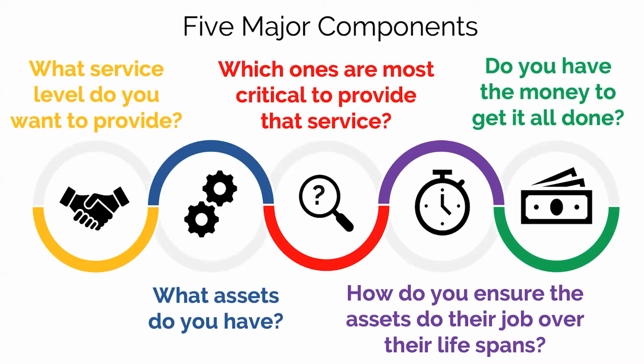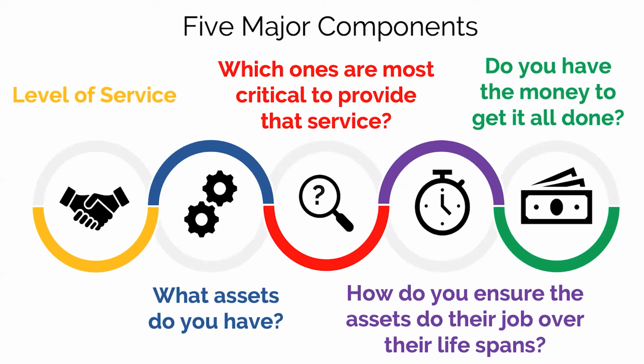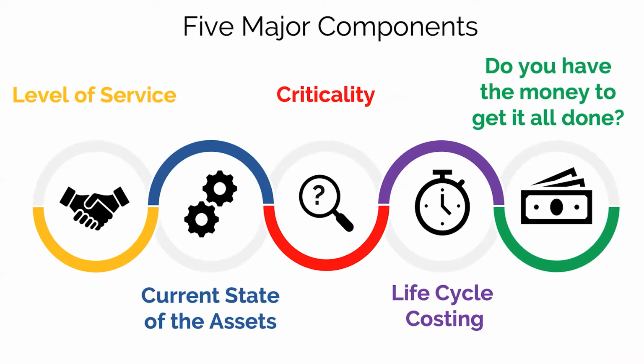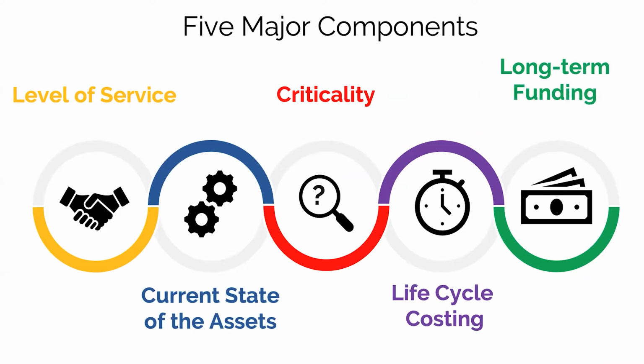So taking those questions and attaching them to the asset management core components: level of service, current state of the assets, asset inventory, which is what we're going to be focusing on today, criticality or risk management, life cycle costing, and finally, long-term funding. Each of those questions really corresponds to one of these 5 core components that we use to organize the asset management framework.